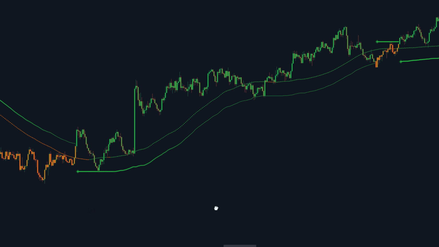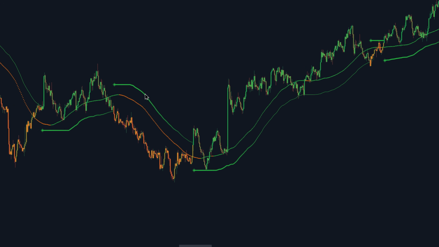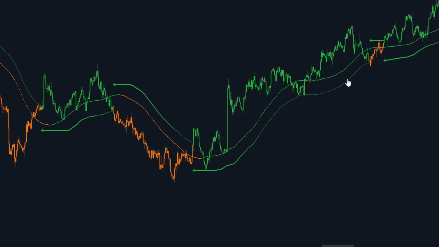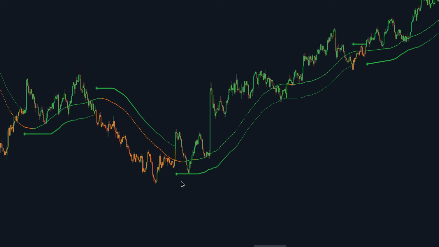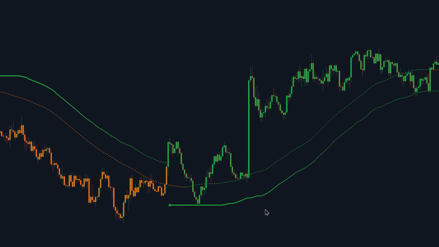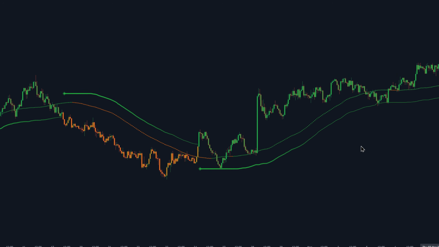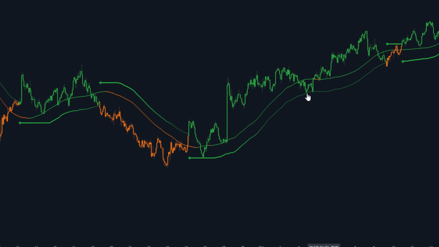Surrounding this dotted line, you'll see two solid lines that create a channel or a zone. These are the dynamic trend bands, and they're what make this indicator so special. They aren't static. They actually expand and contract based on market volatility using the average true range. This zone acts as a dynamic area of support or resistance for the price.